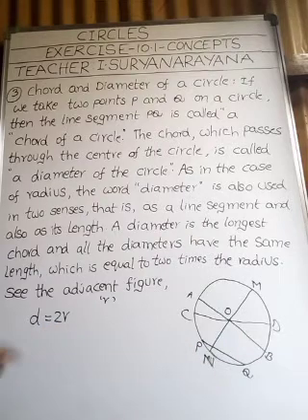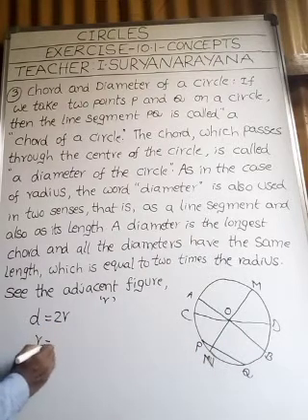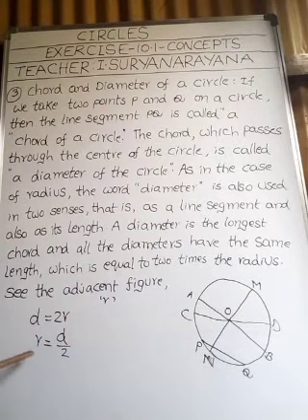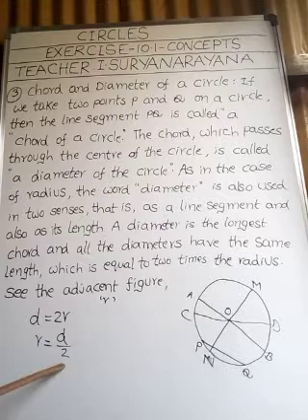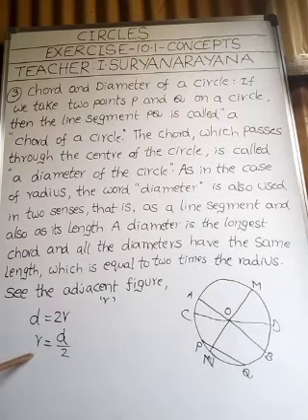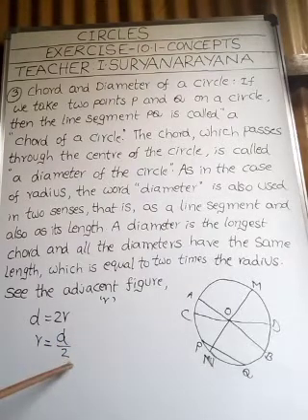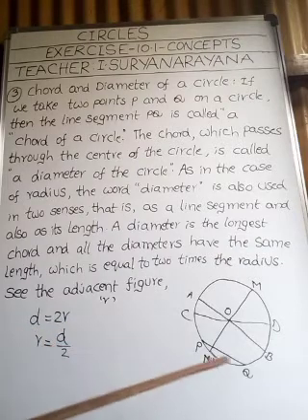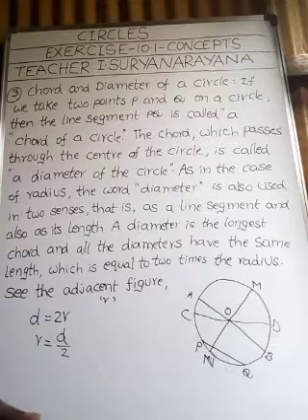Similarly, from this equation we can write r = d/2. It means radius of the circle is equal to half of the diameter. Radius of the circle is equal to half of the diameter, or diameter is equal to 2 times the radius. Okay, my children, is it clear? Right.